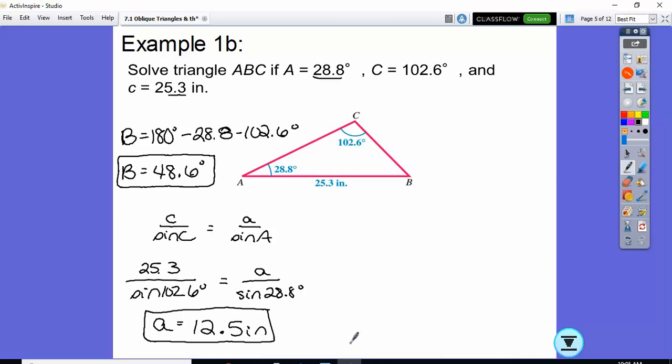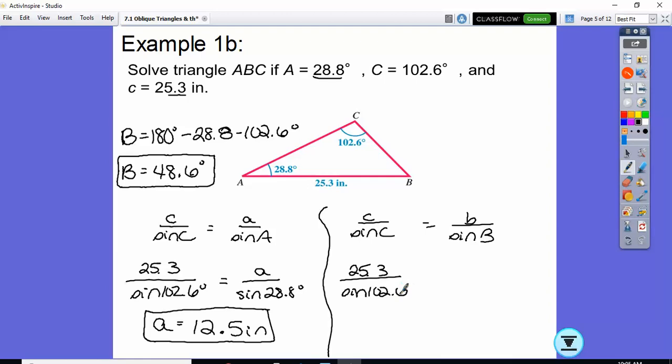And we find B the same way. Again, I prefer to use the numbers given in the problem whenever possible, so I'll do C over sine C equals B over sine of B. So that would be 25.3 over the sine of 102.6 equals B over the sine of 48.6. And we get B to be 19.4 inches.